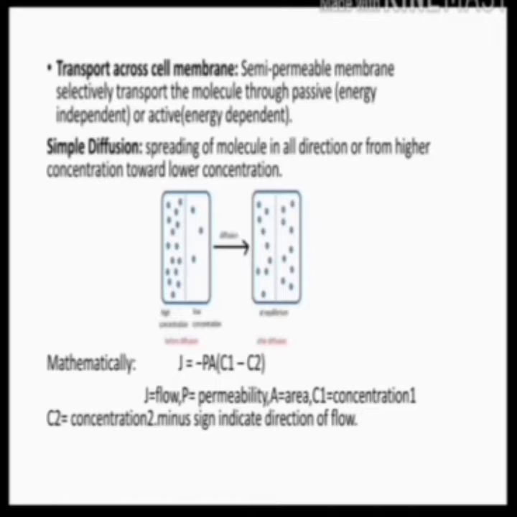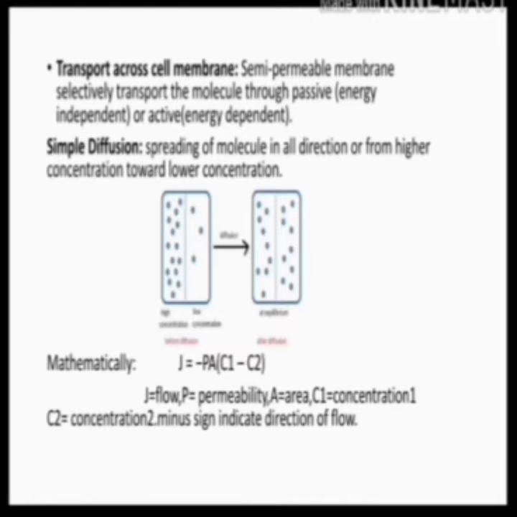In passive transport, molecules move downhill, meaning the molecule moves from higher concentration towards lower concentration, while the second transport is the active transport which requires energy, or energy dependent transport, in which the molecule is moved from low concentration towards the higher concentration, opposite to passive transport. First we talk about passive transport or energy independent transport, simple diffusion.